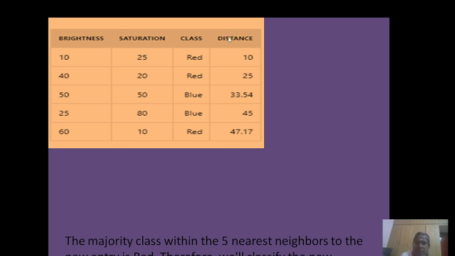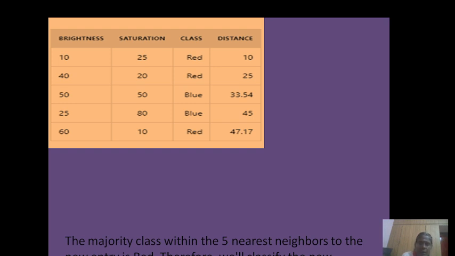Now, to find out whether the new data entry belongs to the red category or blue category, just find the count of each category. Among these 5, see how many red and how many blue are available. According to this data, we have 3 red and 2 blue. The maximum count belongs to the red class, so we can confidently say that the new data point will belong to the red class.